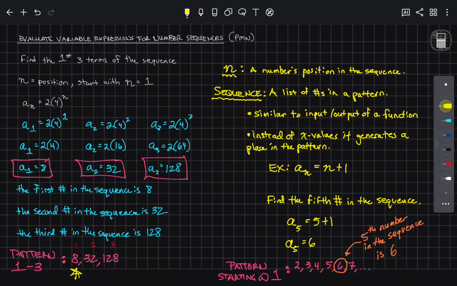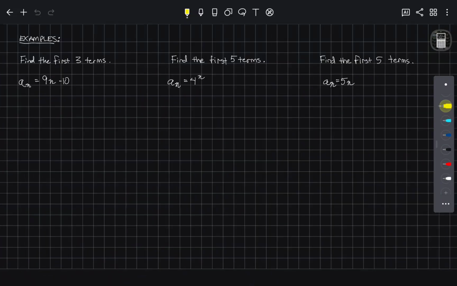So n is also a thing you should look out for whenever you're seeing something that looks like a function, but it's got the variable n in it. And then you're sitting there going, I can't find my x values. That's because you're talking about a sequence. Anytime a sequence is coming up, again, your x values are going to be the position in the list. So let's go ahead and just take a look at some examples.